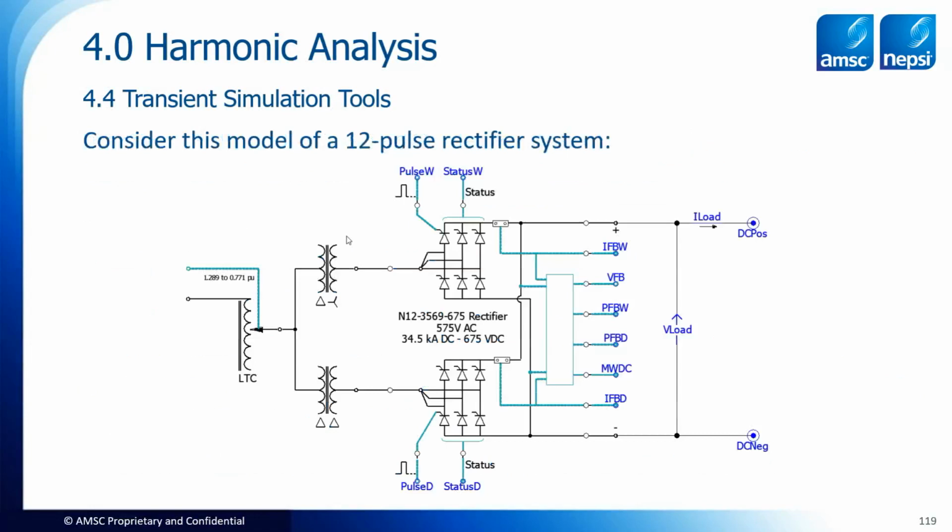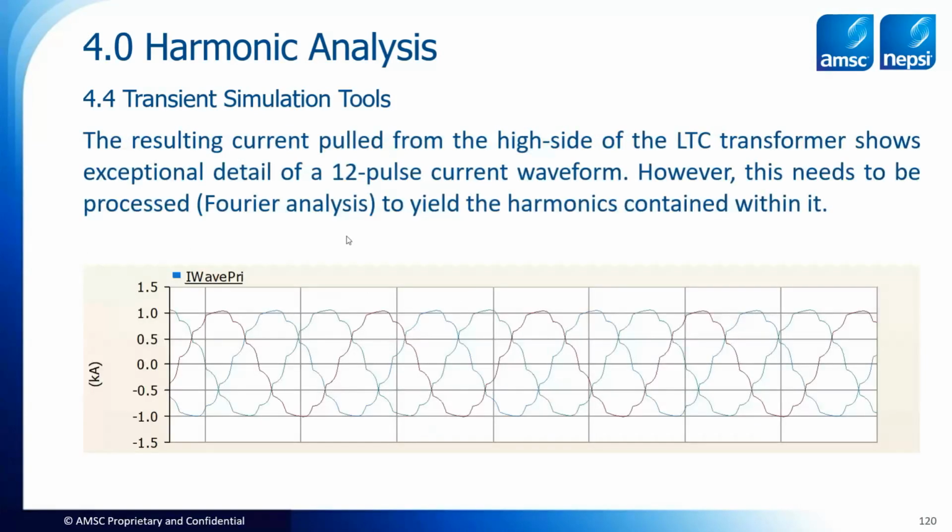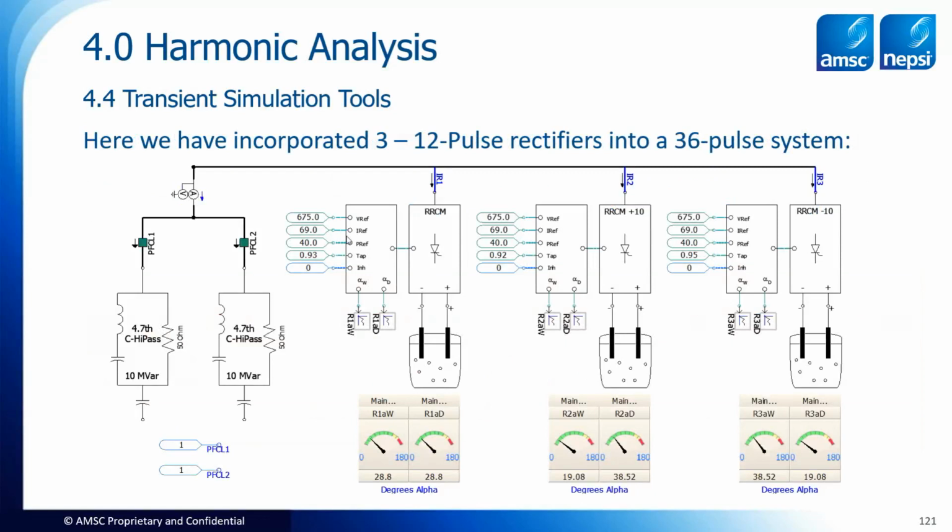And it needs post-processing. For example, here's a 12-pulse rectifier, and I can get a great 12-pulse waveform out of it. No spectrum, just the waveform. Now, to get the harmonics out of this, I have to perform some type of Fourier analysis. So now I have to post-process it. I have another example here. This is a 36-pulse arrangement with 3 12-pulse rectification systems with phase-shifted transformers.